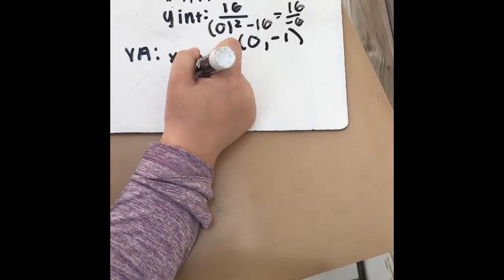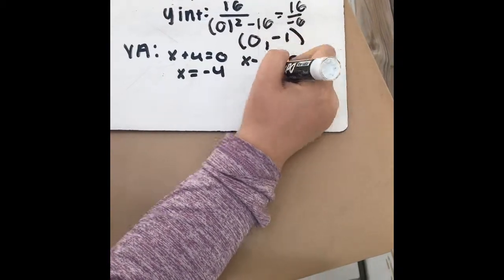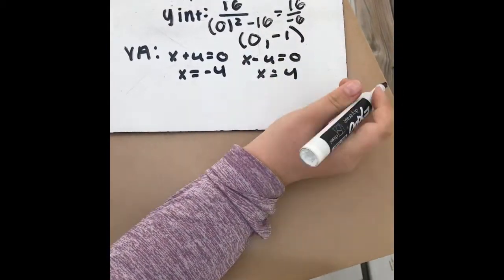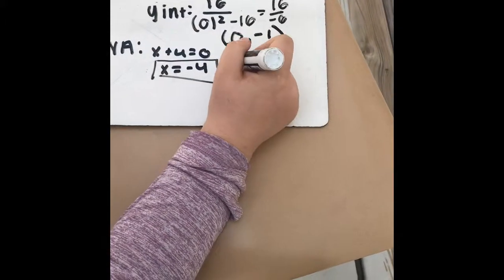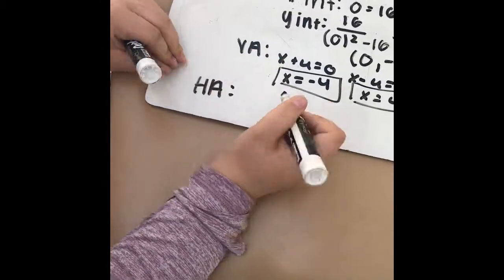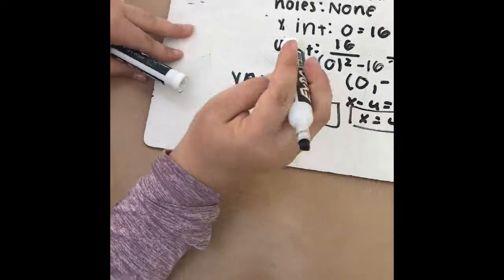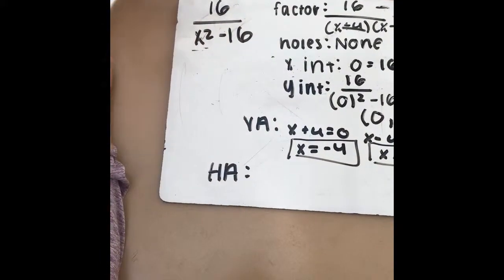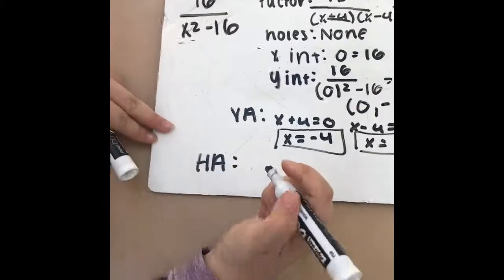So we're going to get x equals negative 4, and then x equals 4. And then these are going to be our two vertical asymptotes. So next we have the horizontal asymptote, and that is when you have degrees. So when the bottom degree is greater than the top degree, the y is actually 0.